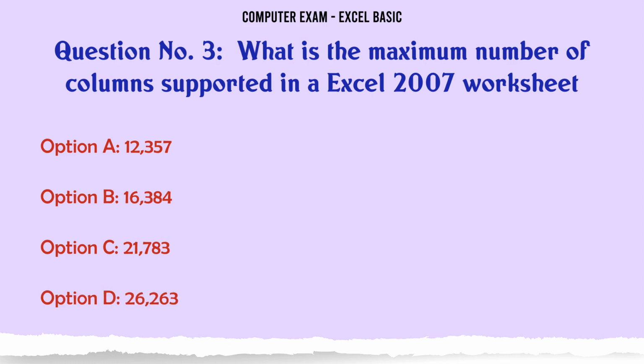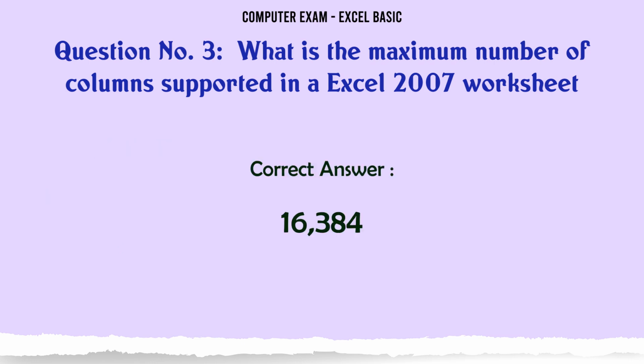What is the maximum number of columns supported in an Excel 2007 worksheet? A. 12,357, B. 16,384, C. 21,783, D. 26,263. The correct answer is 16,384.